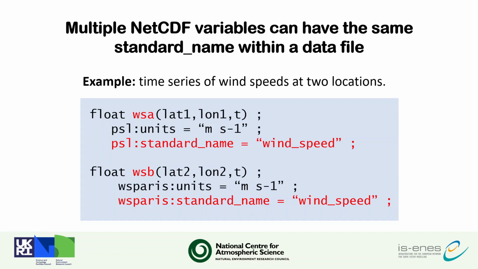So in this example, we have two variables, each containing data for time series of wind speed values. The variables are distinguished using their names, WSA and WSB, and no doubt they will have different latitude and longitude coordinates, but they both have the same standard name of wind speed. And this is perfectly valid CF metadata.